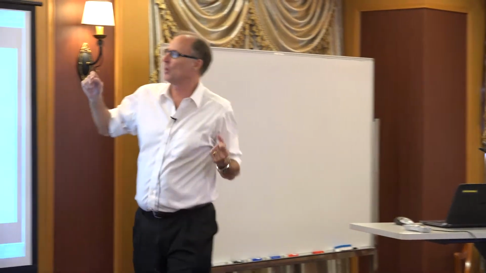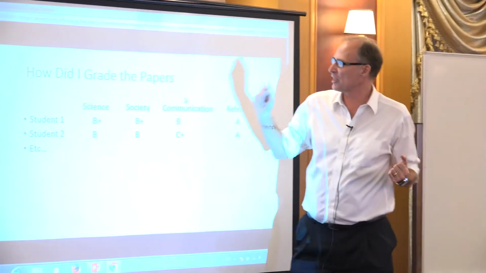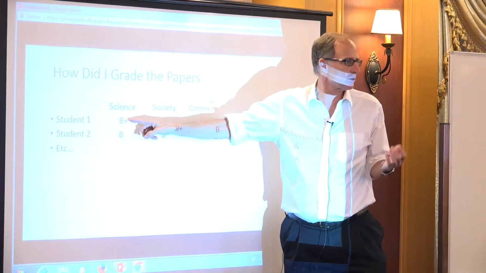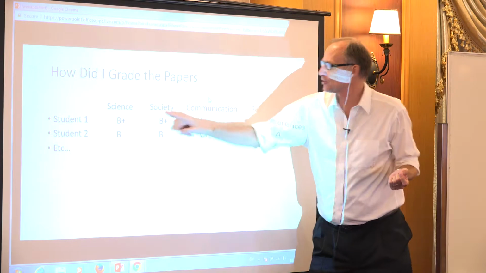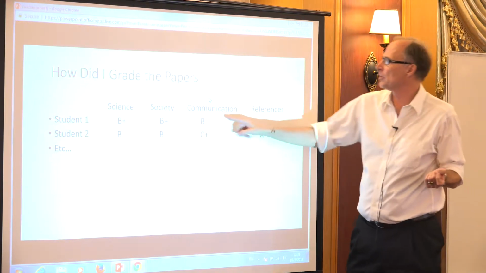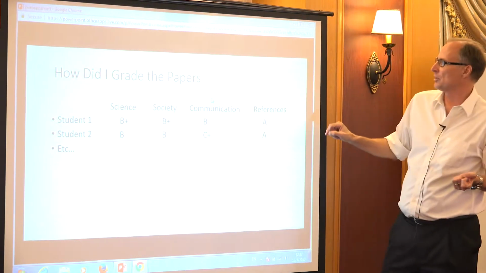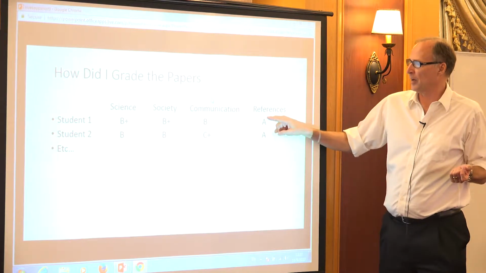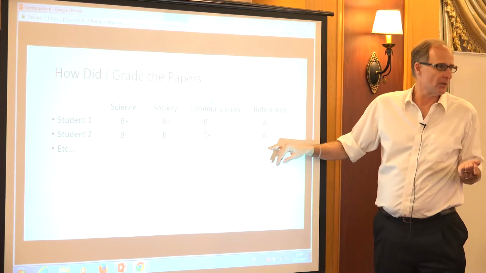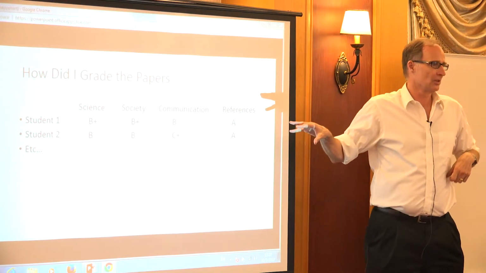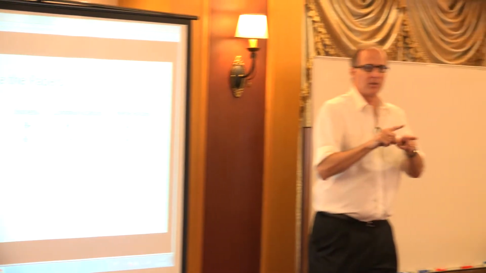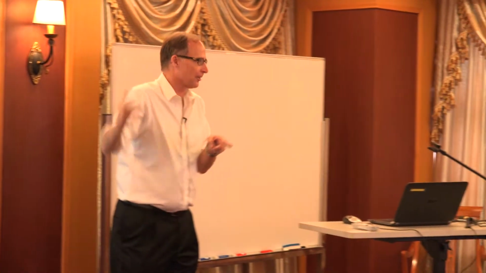So for student 1, I would just say that they got a B+ score on their science portion of their paper, a B+ on the society portion of their paper. Their overall communication was a B. They did a good job providing their references, and I have these letters for each student. What I need to do is turn them into an overall letter.